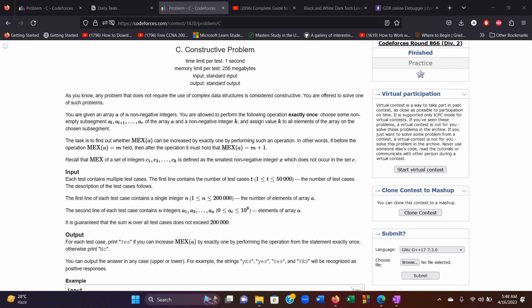I'll be trying to explain a recent Codeforces round problem number C, constructed problem. The problem's name is basically Constructed Problem. In this problem, you're going to be given an array A of n non-negative integers, and you are allowed to perform an operation on the array.